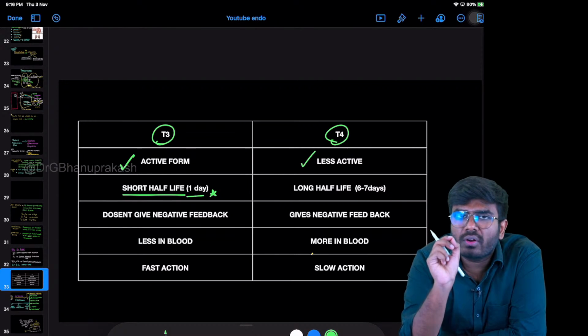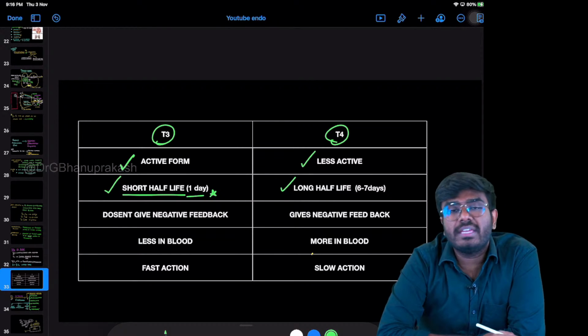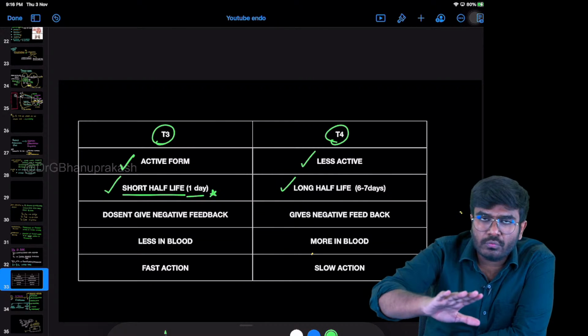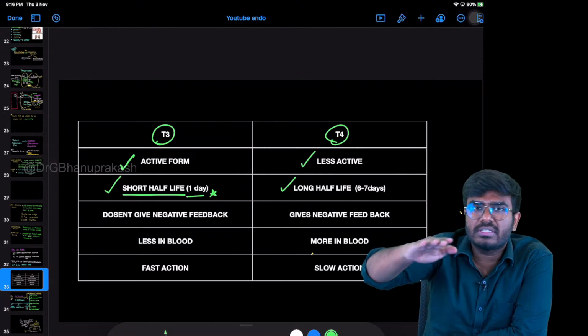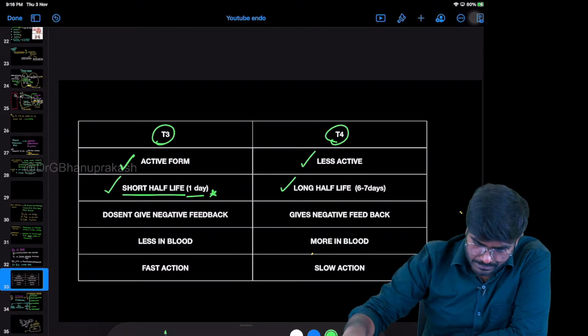T3 is going to be active for 1 day. Later on, it will be degraded. But T4 is going to be there in your blood for almost a week, 6 to 7 days. So T4 is gradually getting converted into T3. T4 is converted into T3. T3 will show you the effects.